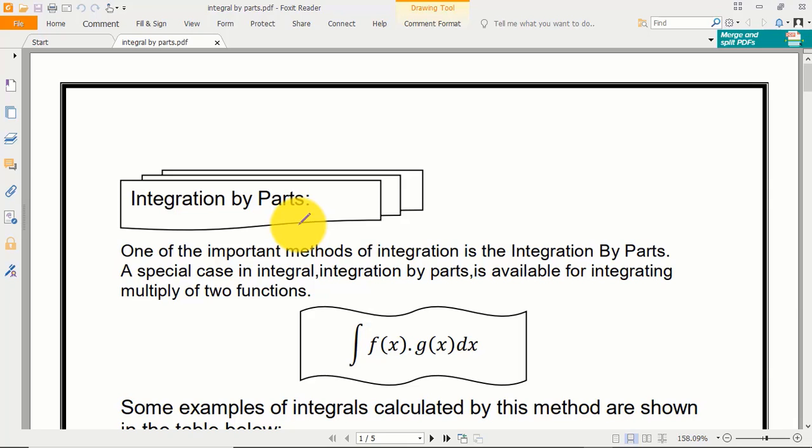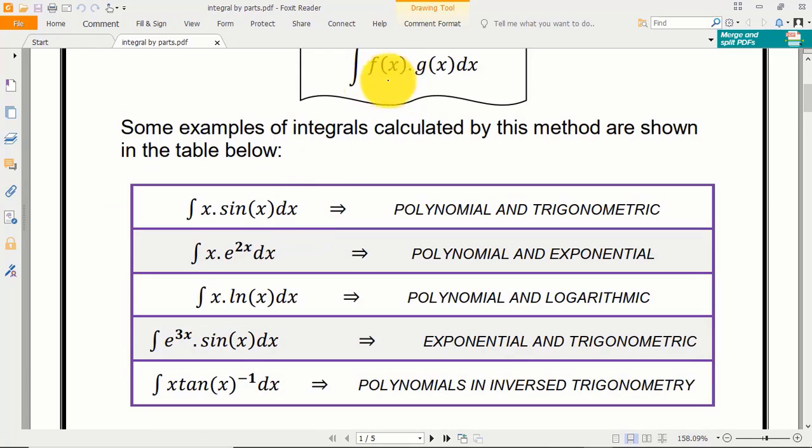What should we do? First of all, let me tell you how and when you are allowed to use this method. Whenever you find a function that is a polynomial function multiplied by a trigonometric, exponential, or logarithmic function, or even the multiplication of a polynomial function and an inverse trigonometric function, or the multiplication of an exponential function and a trigonometric function, you can use the integration by parts rule.